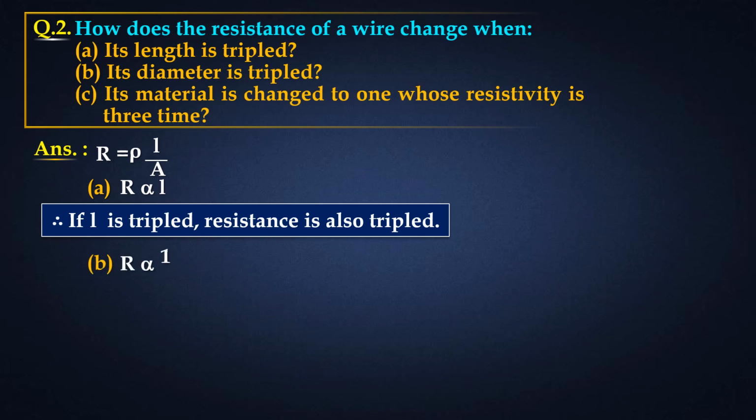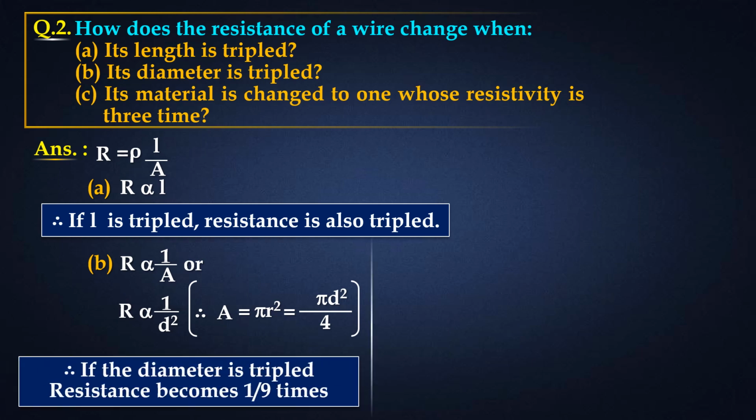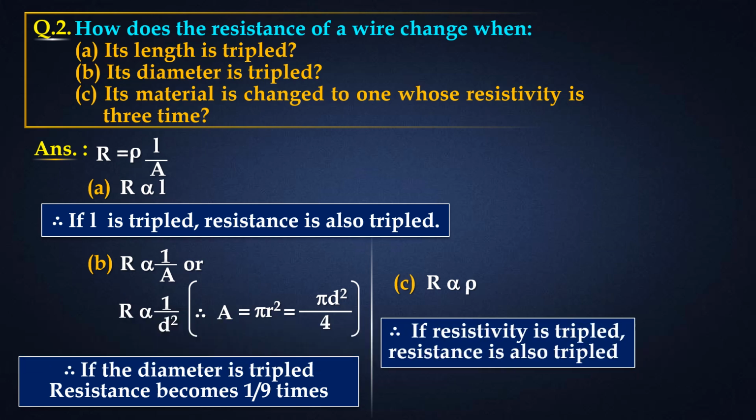Now B, R proportional to 1 by A, or R proportional to 1 by D square. Area is pi D square by 4, or pi R square. Therefore, if the diameter is tripled, resistance becomes 1 by 9 times. Now part C, R is directly proportional to the resistivity of a conductor. If the resistivity is tripled, the resistance is also tripled.